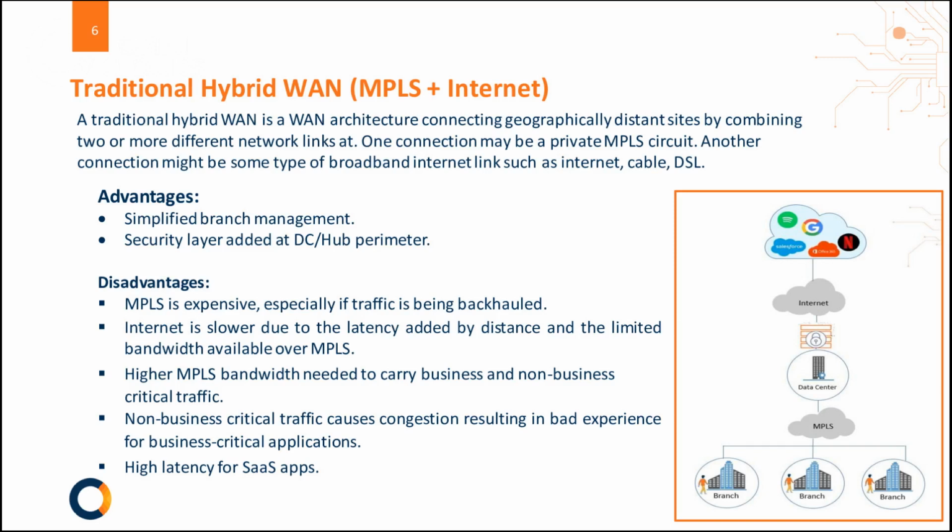The pros were simplified map management, and now we had added a security layer, a firewall at the DC or hub location. So this was one of the advantages: branch traffic or customer traffic was being scanned at the data center. So now there was some sort of security there for the branch users as well.